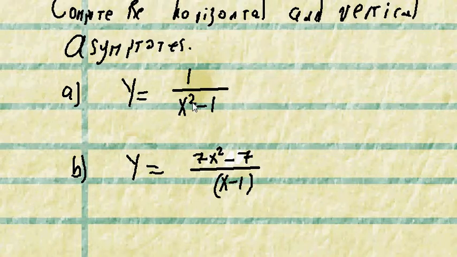Excuse me. Alright, so we have here that the numerator is 1, the denominator is x squared minus 1. Sorry, there was a phone call I had to answer.